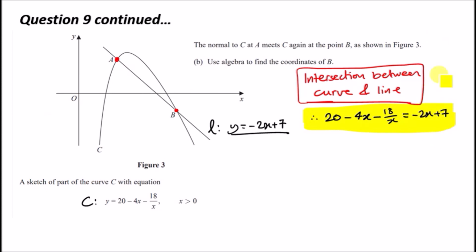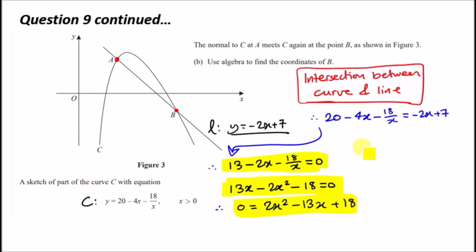The first thing you want to do is move everything to the left side. So I added 2x across and minus 7 to get 13 and negative 2x. Then I realized we've got x at the bottom of a fraction. Nobody likes fractions, so let's multiply x across. You're going to get 13x, 2x squared, and then just 18. I like to make my quadratics positive, so I move everything to the right side. So I get a positive 2x squared, negative 13x, and plus 18.